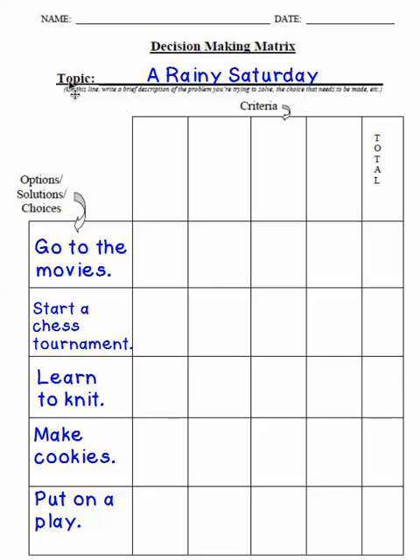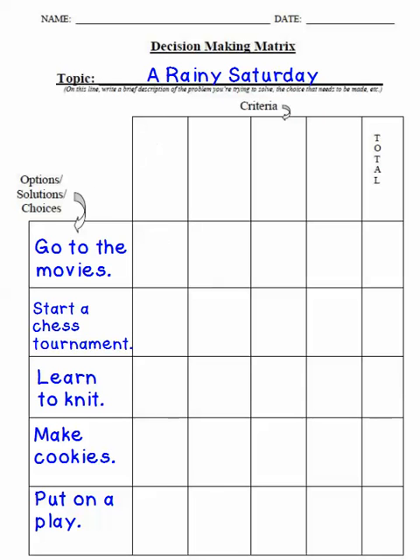In this particular example, we have the problem of a rainy Saturday. On this topic line, it's good to have the students write either a title like this one or one short, very brief sentence about what the problem is. It can be easy for kids to get lost in the solutions and forget what problem they're trying to solve, so that's a useful thing to have up top here.